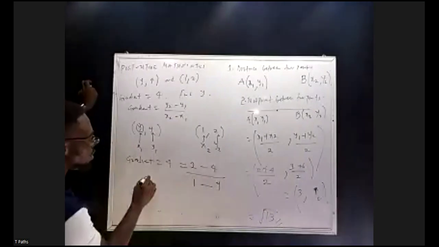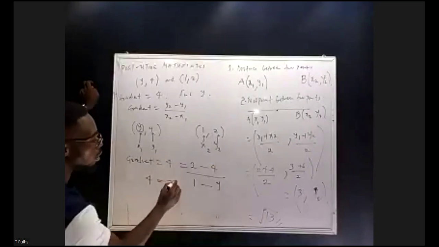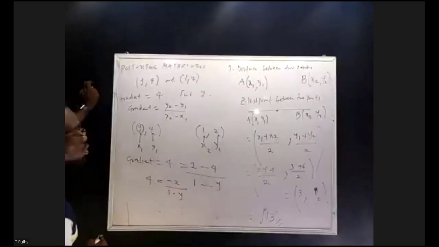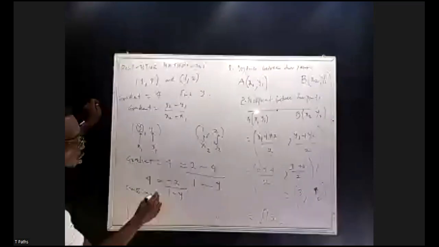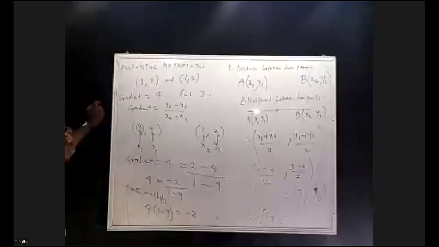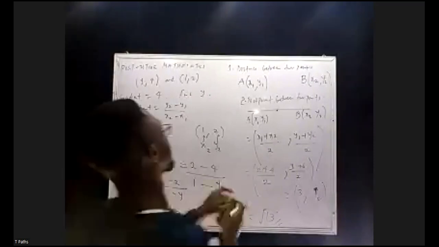Okay? So let's go. What do we now have? This now becomes 4 equals 2 minus 4, which is minus 2, divided by 1 minus Y. Now, what is the next thing I will do? Cross multiply, because it's Y I'm looking for. Now it becomes 4 times (1 minus Y) equals minus 2. Am I making sense?